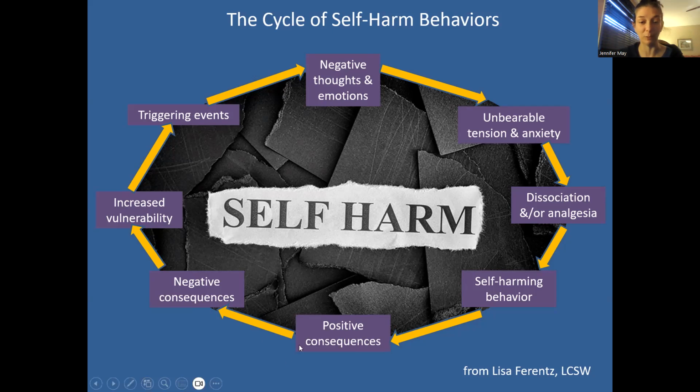So there's negative consequences that follow. And then those add to your overall stress level and might set you up to be more vulnerable to being triggered from other things in the future. And it also reinforces your pattern of using the self-harm and makes it more possible for you to use it again and makes it harder to quit. The more you do it, the more you get used to that habit. So these are essentially the components that Lisa Ferentz identifies as part of the cycle of self-harm.